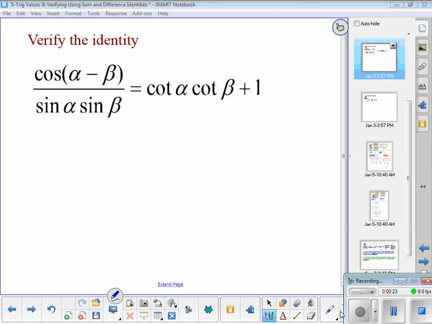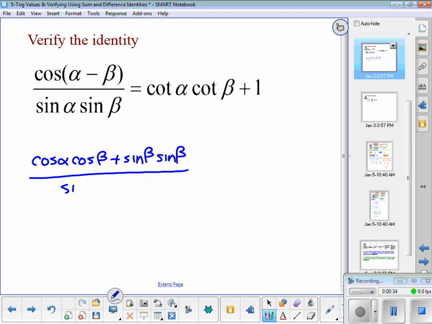Cosine alpha minus beta becomes cosine alpha cosine beta plus sine alpha sine beta, all over sine alpha sine beta, and I want that to equal cotangent alpha cotangent beta plus 1. Now, I know we've often talked about how our first step is to get everything in terms of sines and cosines, and that might be helpful, but for now, until I get a little farther in, I'm going to leave this the way it is, because I kind of see cosines over sines, which is cotangents. So I don't know that I want to necessarily change the other yet.